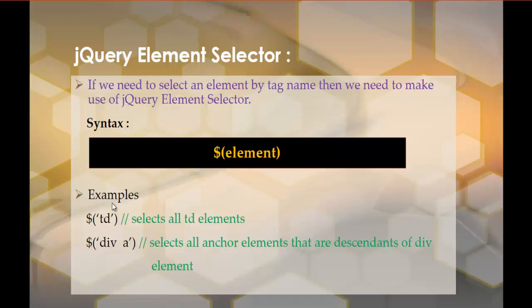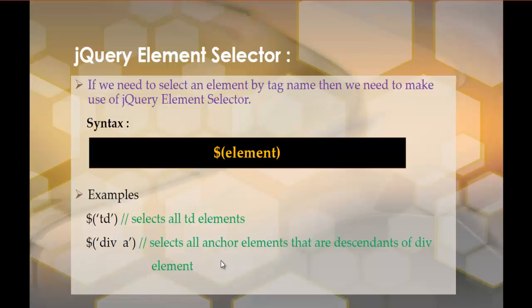Here I have two examples you can observe very clearly. Within the dollar function, I'm passing the tag name td. What it does is it selects all the td elements. Similarly, below that I have the dollar symbol, and within that I have div and space a. What it does is it selects all the anchor elements that are descendants of the div element. So right now in this session we are going to learn how we select an element by tag name.